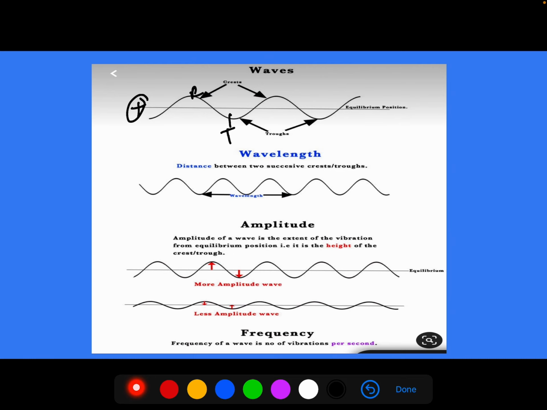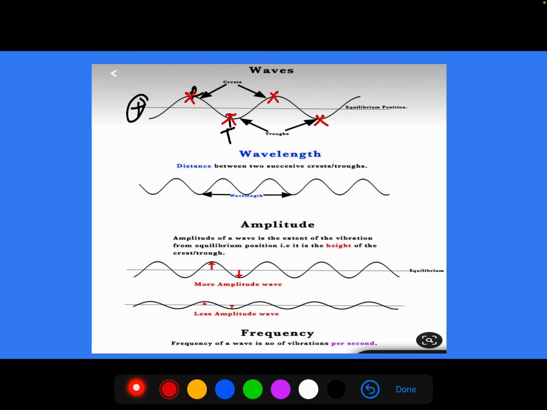Then comes wavelength. The distance between two successive crests, for example this and this are two consecutive crests. The distance between them is known as the wavelength, or the distance between two consecutive troughs.